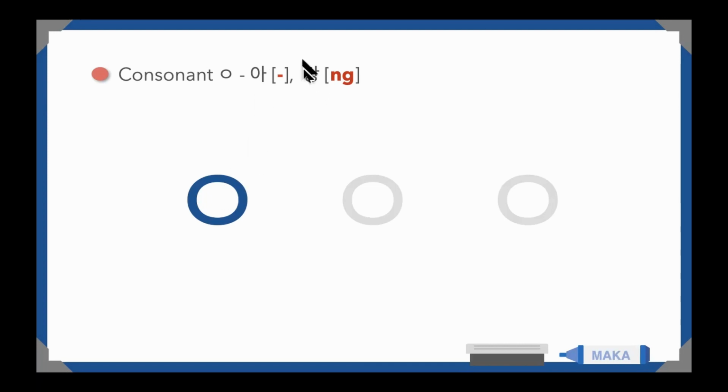And next one, this is gang. In this case, this consonant is used as a final consonant. If this consonant is used as a final consonant, it has the sound ng. But we will not study final consonants yet. Next time we will study this one.